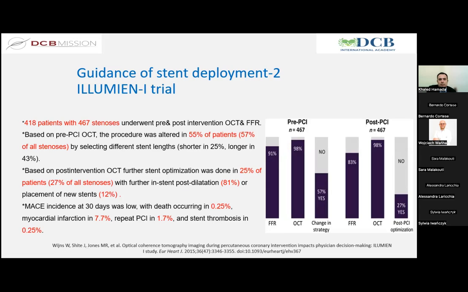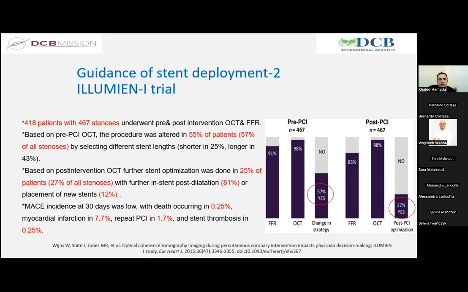Based on the pre-PCI OCT, the operators changed their decision about the procedure in 50% of patients, which represents 57% of all stenoses, either by selecting different stent lengths, which was shorter in 25% and longer in 43%. Based on post-intervention OCT, further stent optimization was done in 25% of patients, and further stent post-dilatation was done in 81%, or placement of new stents in 12%.